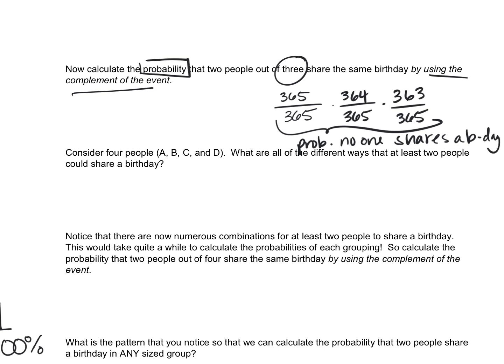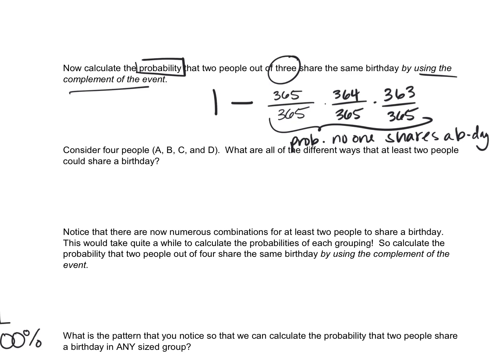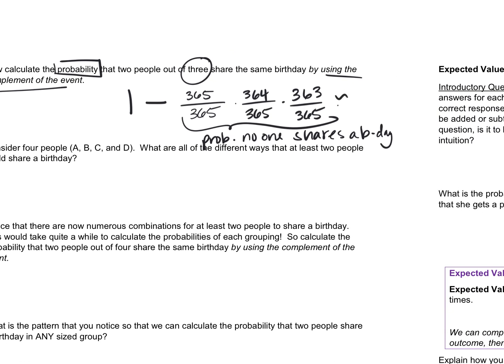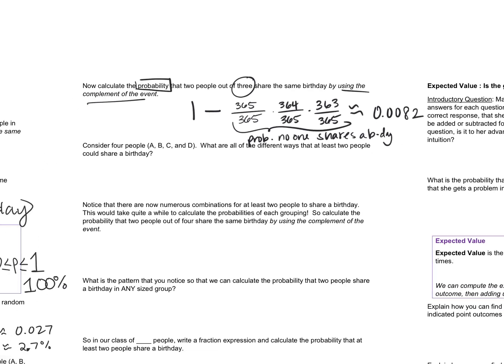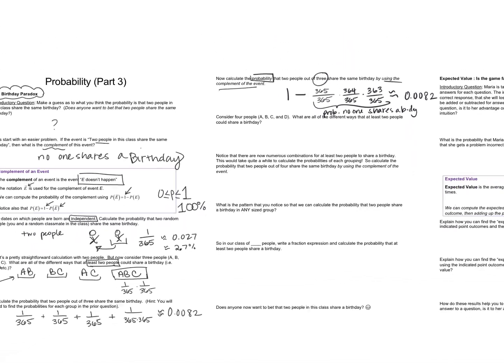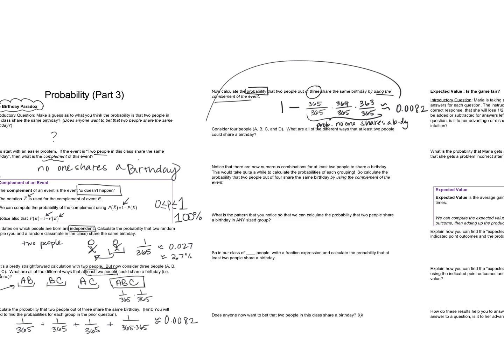And so if we want to find the probability that at least 2 do, then we're going to do 1 minus that. That's where that complement comes in. And when you punch that into your calculator, it ends up that it is equal to about 0.0082. So you can see that it matches up with that probability.